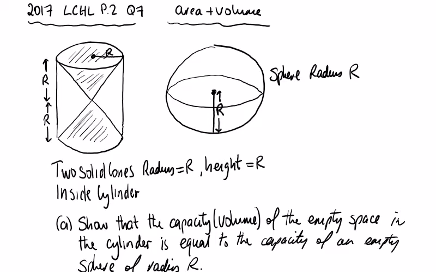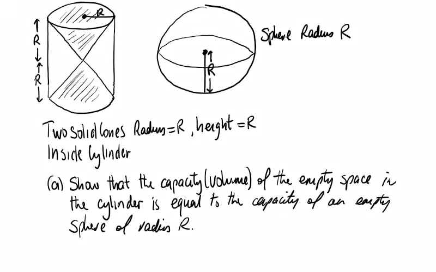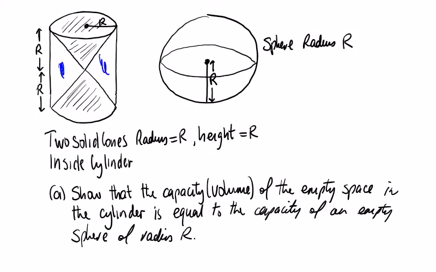2017 Leaving Cert Higher Level, Paper 2, question 7 is an area and volume question. You're given these diagrams: a sphere, an empty sphere, and these two solid cones inside a cylinder where they just about fit inside. So you're asked to show that the capacity of the empty space in the cylinder, these two bits here, is equal to the capacity of the empty sphere.